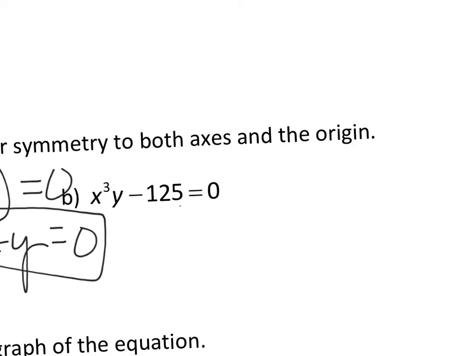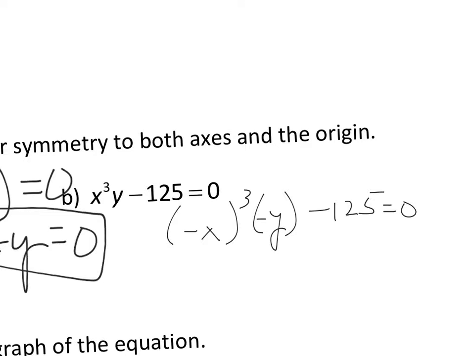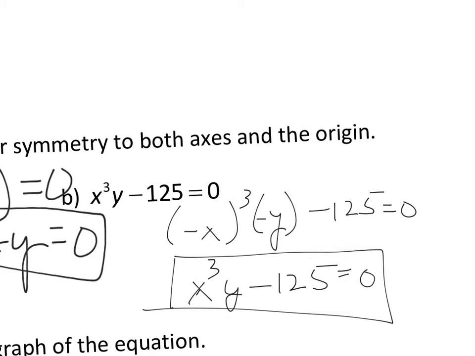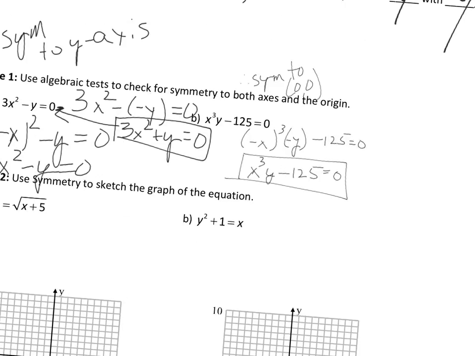Okay, so if I plug in negative x cubed, and plug in negative y for y, minus 125. Cube the negative, that's negative, so we have negative x cubed, and we have negative y, so negative times the negative, as we know, is positive, so it gives us x cubed y minus 125. So when I plug in negative x and negative y, we get the exact same equation as we did originally, and therefore it is symmetrical to the origin, or (0, 0), however you want to write it, it doesn't matter. That's it. That's all you've got to do for those.